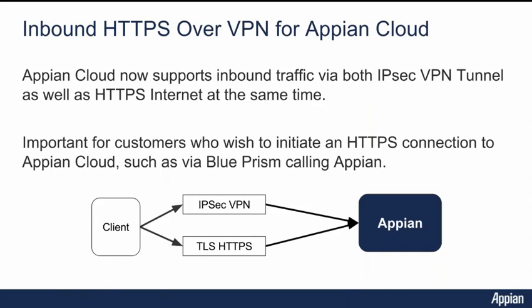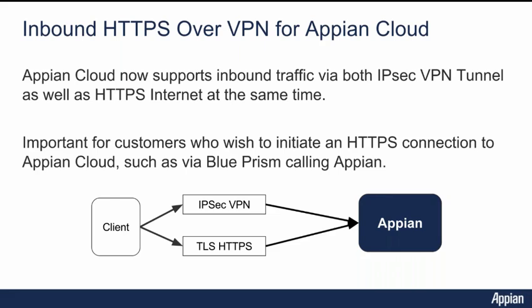We also have a new option for traffic security for all communication to Appian Cloud. This now allows for dual communication channels over both IPsec VPN as well as TLS HTTPS communication. So prior to 18.1, you simply chose one or the other: I want all communication to go over VPN, or I want all communication to go over HTTPS. Now you do have the choice, if you so choose, to have both channels enabled.